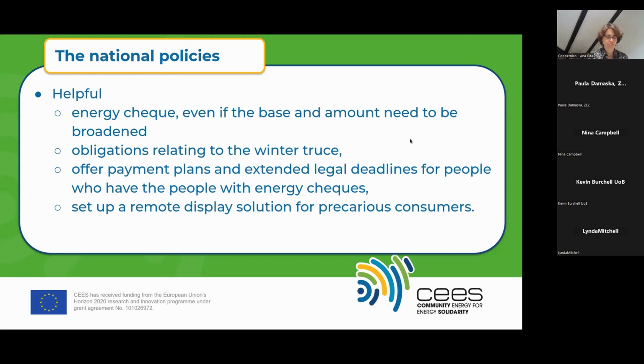Okay, so the national policies that helped us were all about how we, as an energy supplier, have to identify and help the clients. And it allowed us to go deeper than the obligations. Because actually, if we really want to fight against energy poverty, we really do have to do more.